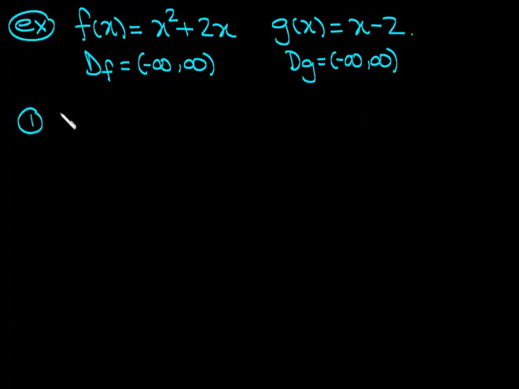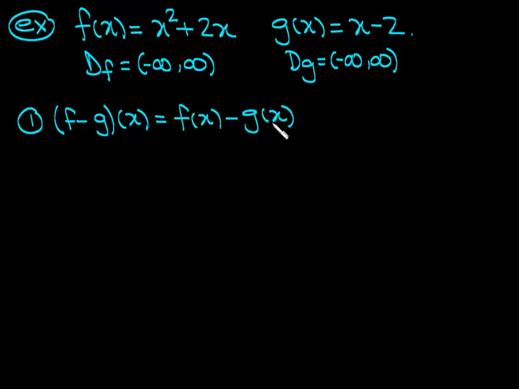Let's say if they come and ask us to find f minus g of x. You take the function f of x and you subtract the function g of x. So let's do that. What is f of x? It's x squared plus 2x. Make sure you guys put parentheses because there's two terms. Minus x minus 2. If you don't put parentheses, you're going to lose a negative sign.